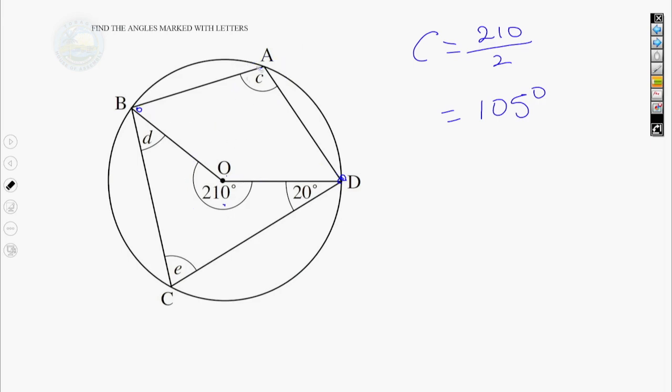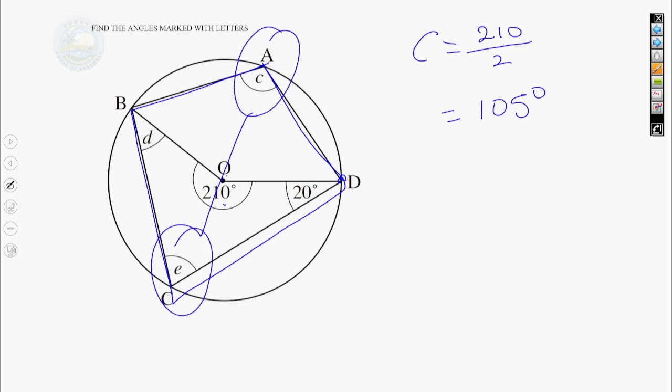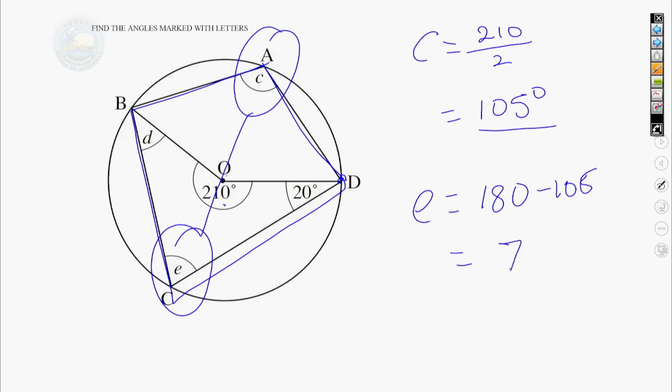Now, let's erase that extra. What about E? Well, from A to B to C to D and back, that's a cyclic quadrilateral. So the opposite angles are supplementary. So if C is 105, then E will simply be 180 minus 105, which is 75 degrees.